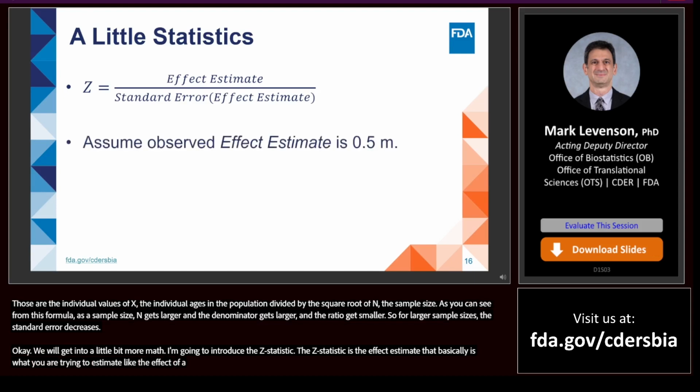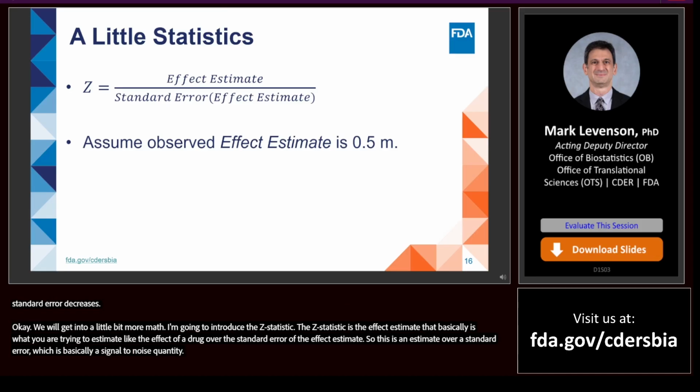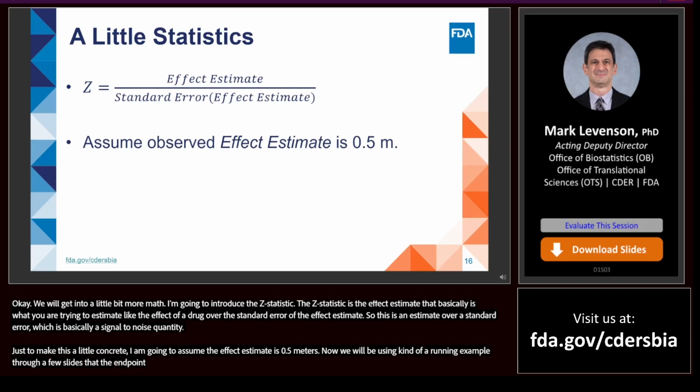Just to make this a little concrete, I'm going to assume the effect estimate is 0.5 meters. Now I'm going to be using a running example through a few slides that the endpoint we're interested in is how far you can walk in 6 minutes. And what we've observed in this study is that there's a 0.5 meter greater distance that people on drug can walk than on control. That's a small amount, but that won't be important right now.